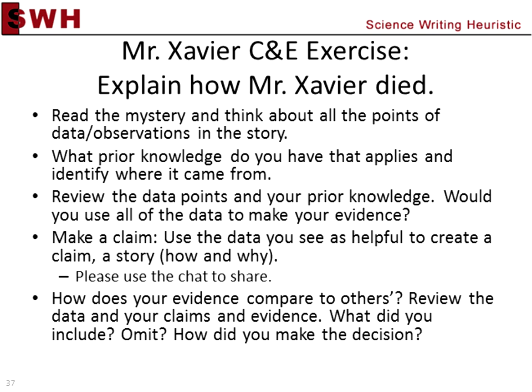a short mystery, and I'm going to have you read that. And as you read it, I want you to think about all the data or observations in the story. Just make a mental note of, well, that's data, that's data, that's data. And then after you finish the story, step back and reflect on what prior knowledge is popping into your thought process, and where did that come from? As you're making sense of this, you're going to have prior knowledge come to bear, so think about, ooh, where did that come from? Then review all the data points with your prior knowledge, and think about, I'm going to use this one, this one, this one, and think of the ones you'd exclude or not use. Then make a claim.